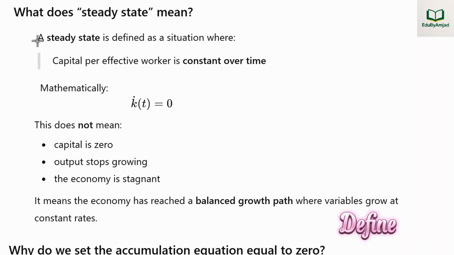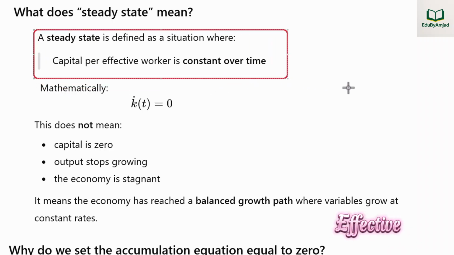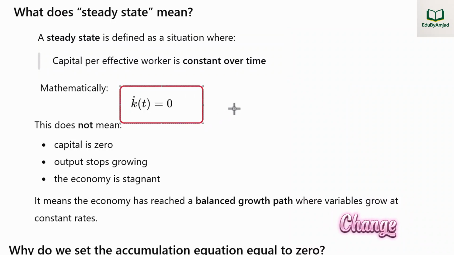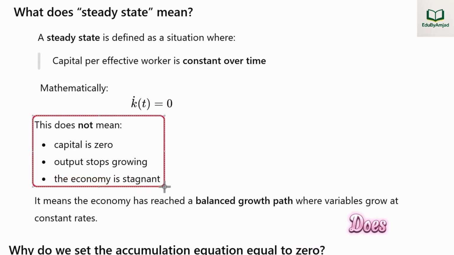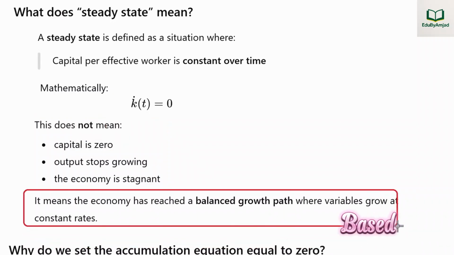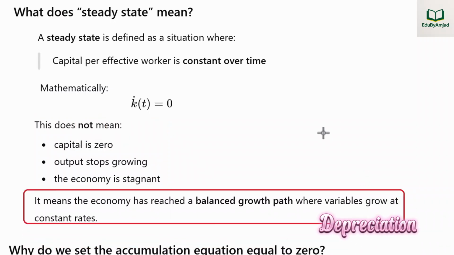Next, we define the steady state. A steady state is a situation where capital per effective worker is constant over time. This means the change in capital per effective worker is equal to zero. Setting the equation equal to zero does not mean the economy stops growing. It means that saving-based investment exactly offsets depreciation and dilution.